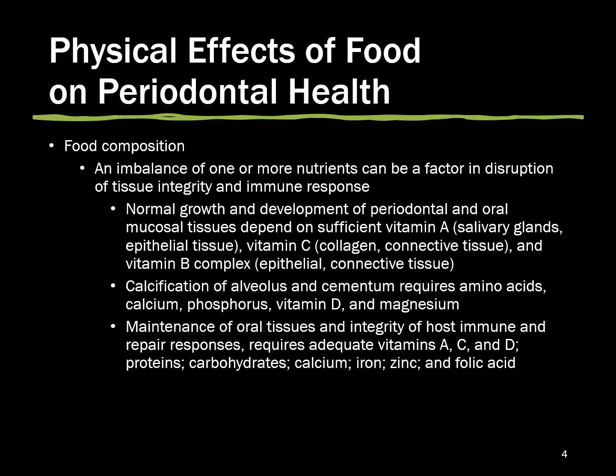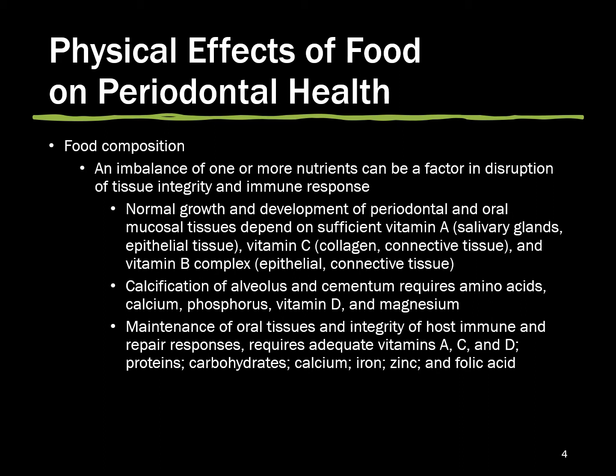Okay, so how exactly does food composition, the nutrients that are in our food, affect our tissue integrity and immune response? They do so in different ways. Normal growth and development of the periodontium and the oral mucosa depends on vitamin A for salivary glands and epithelial tissue, vitamin C, which is important in collagen and connective tissue, and the vitamin B complex, all of the vitamin Bs, for epithelial and connective tissue.